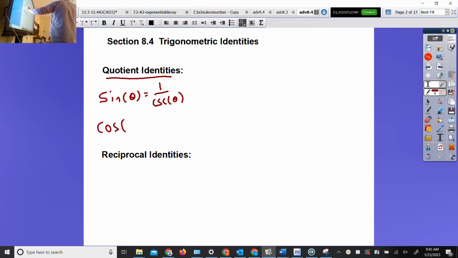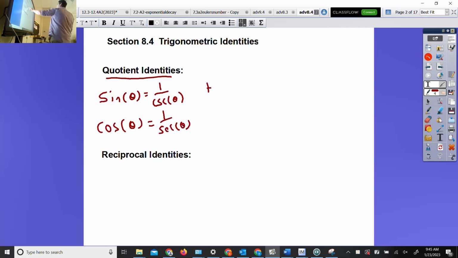What's cosine the reciprocal of? Secant. So 1 over secant. How about tangent? Tangent is the reciprocal of cotangent. That's all you're doing. You're just writing them out in their fractional forms. There's 3 more. So we're talking about sine, cosine, tangent, and we're talking about cosecant, secant, cotangent.